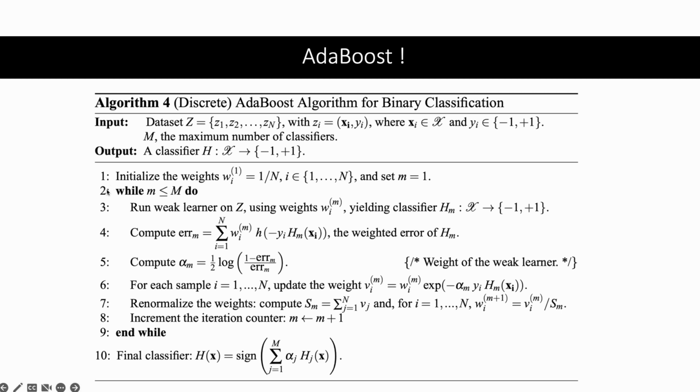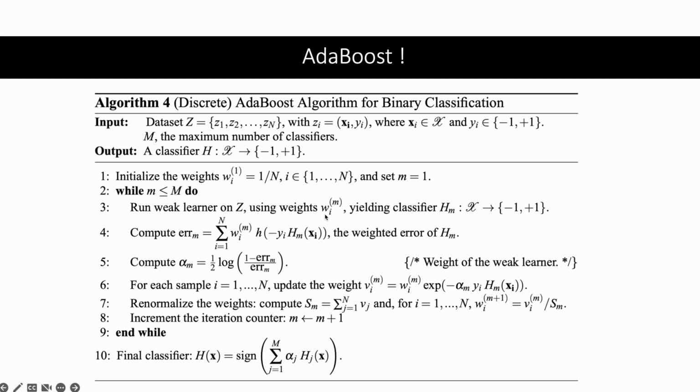Clear? Now second, this is a loop which we are doing. The small m is my variable. The capital M is the total number of models, let's say 50 or something. And m is my variable, something like i from 1 to 50, right? So while small m is less than or equal to capital M, for my mth iteration, what am I going to do? The third point says: run the weak learner on Z using weights wi, yielding classifier hm. Now let's break this down.